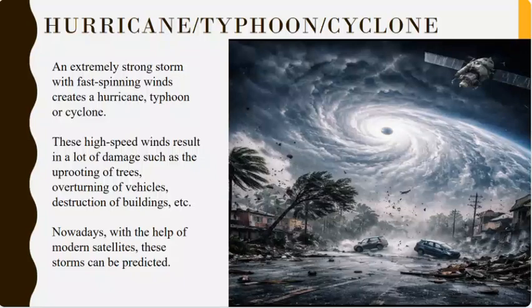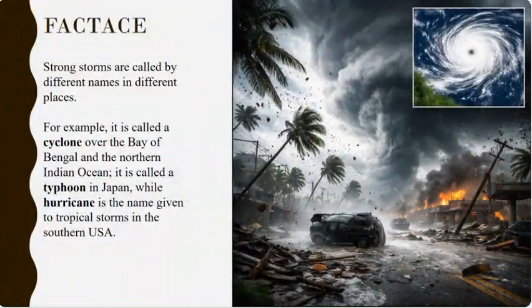Very strong storms with fast-spinning winds create hurricanes, typhoons, or cyclones. These winds can uproot trees, overturn vehicles, and destroy buildings. Today, modern satellites help us predict such storms. Strong storms are given different names in different places. For example, they're called cyclones over the Bay of Bengal and the northern Indian Ocean, typhoons in Japan, and hurricanes in the southern USA.